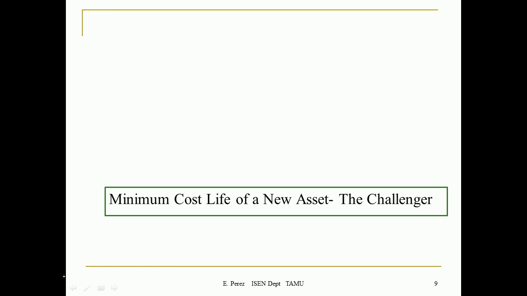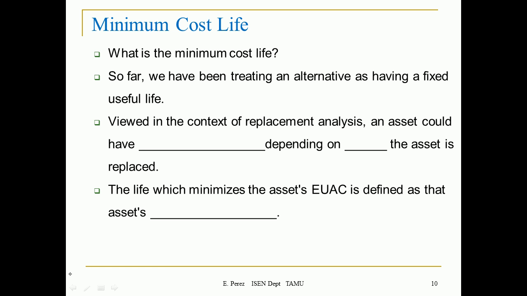So, the minimum cost life of a new asset, which we call the challenger. What is the minimum cost life? So far we have been treating an alternative as having a fixed useful life, but viewed in the context of replacement analysis, an asset can have several possible lives depending on when the asset is replaced. So the life which minimizes the asset's equivalent uniform annual cost is defined as the asset's minimum cost life.